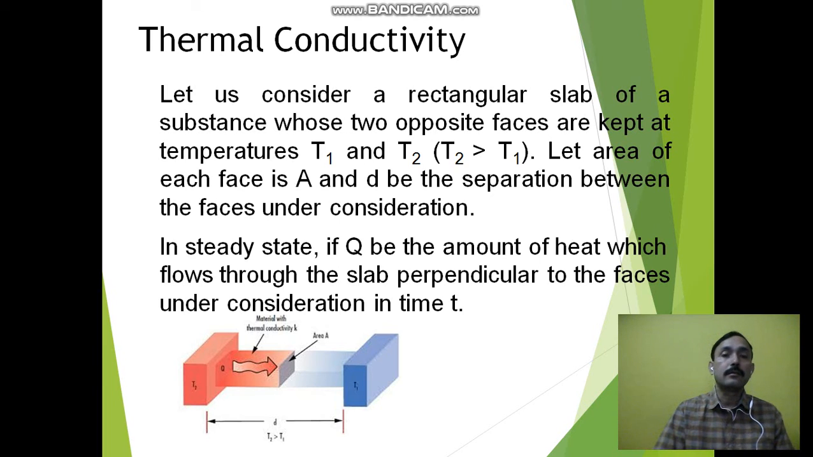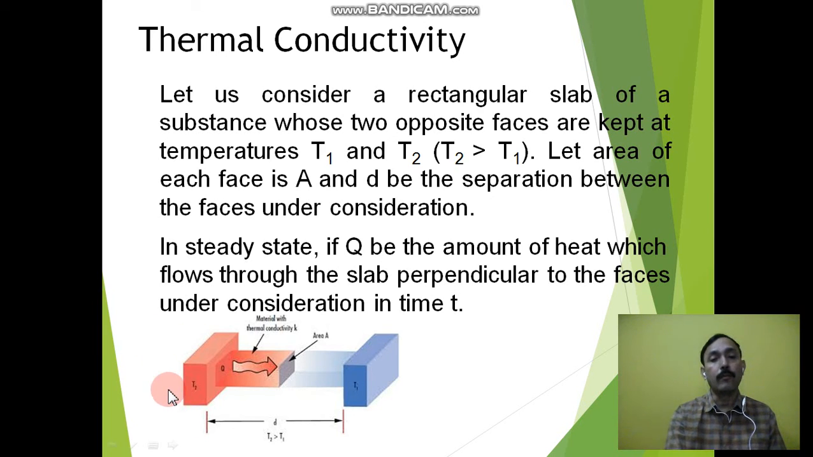Now let us start thermal conductivity. Let us consider a rectangular slab of a substance whose two opposite faces are at temperatures T1 and T2, where T2 is greater than T1. Let the area of each face be A and D be the separation between the faces under consideration.